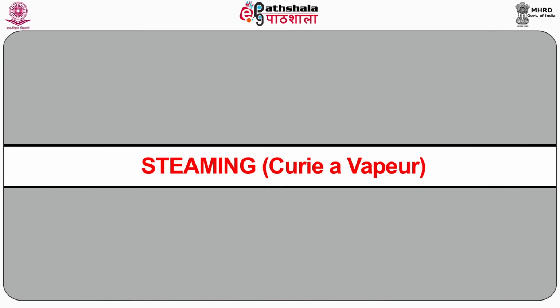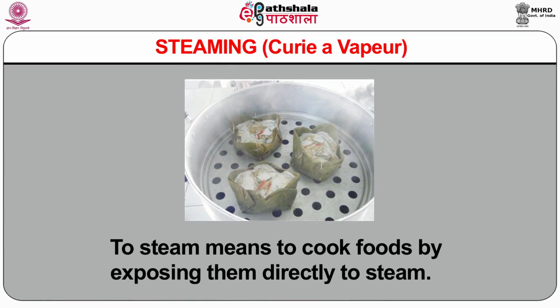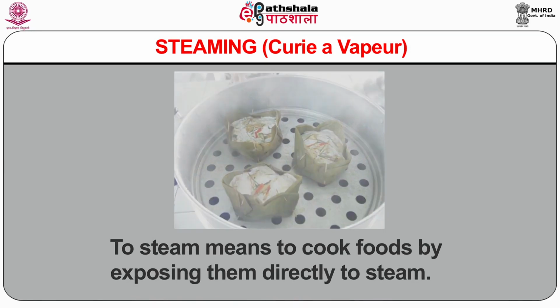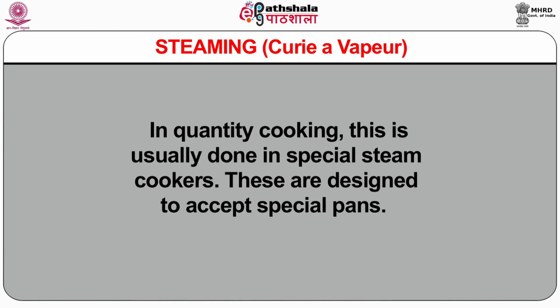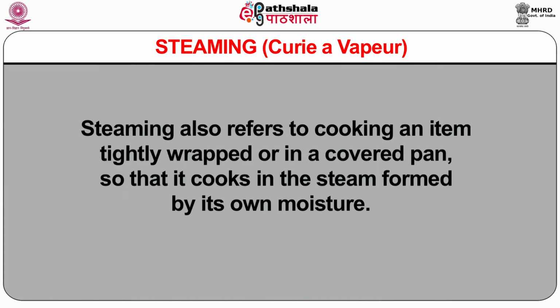Steaming, cuire à la vapeur. To steam means to cook foods by exposing them directly to steam. In quantity cooking, this is usually done in special steam cookers. These are designed to accept special pans. Steaming can also be done on a rack above boiling water. This method is more cumbersome. Steaming also refers to cooking an item tightly wrapped or in a covered pan so that it cooks in the steam formed by its own moisture.